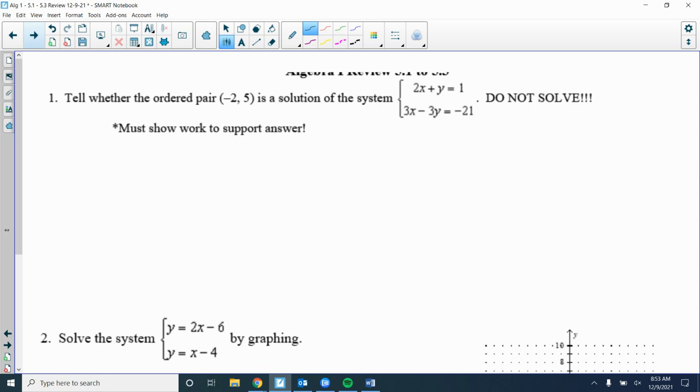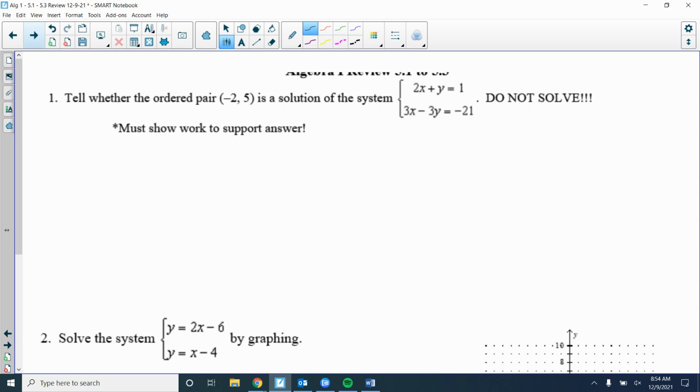All right, so when you're looking at this here, directions play a key role. Make sure you answer it. It says, tell whether the ordered pair negative 2, 5 is a solution for the system. Do not solve it, which means you're not actually going to go through the process of solving. You're just testing it to see whether it's a solution. Got to show your work. Wait, what's it telling me to do?